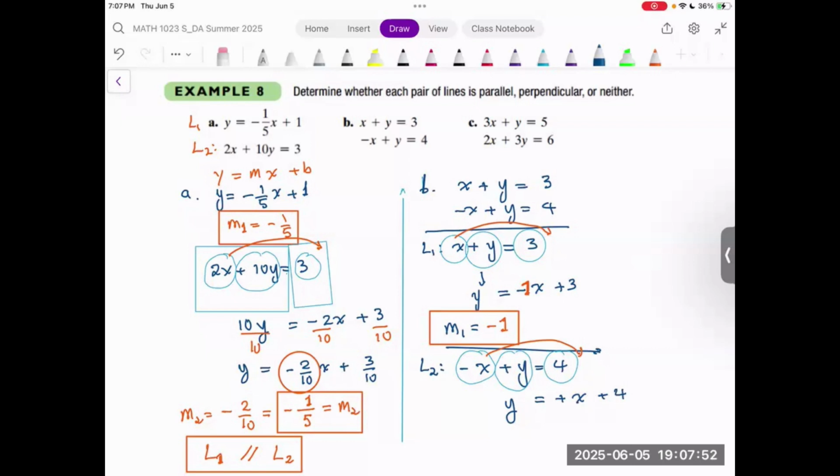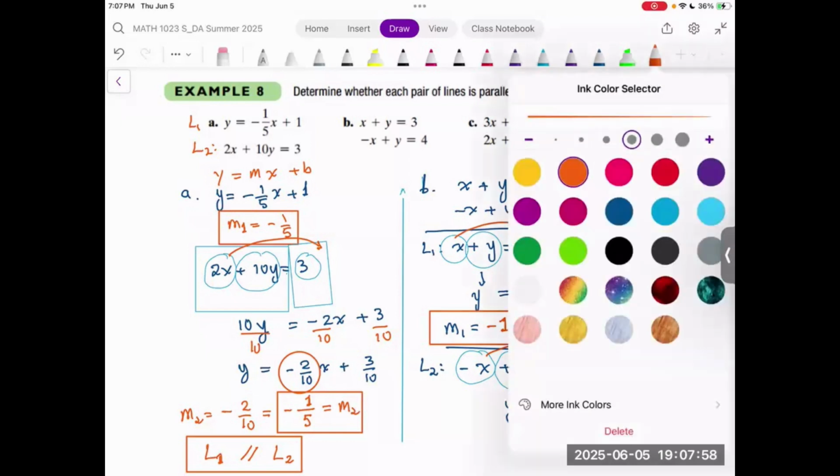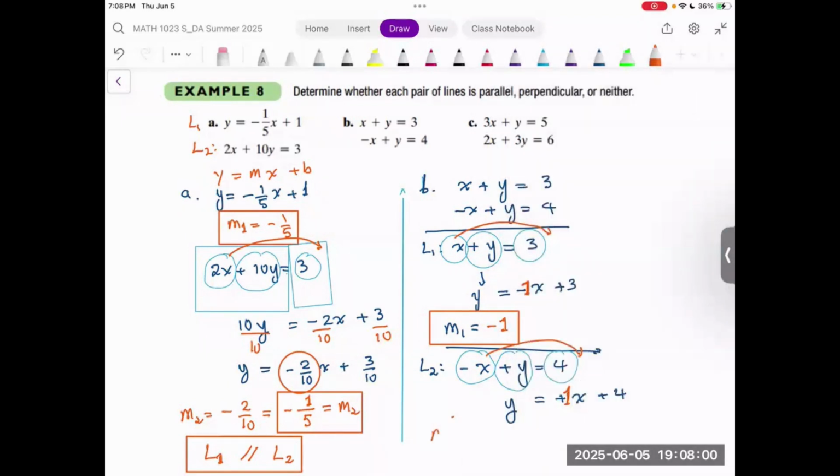So now, what's the number next to the x? If you don't see anything, that means positive 1, right? So M2 is equal to positive 1. Are they equal? No, so they are not parallel.